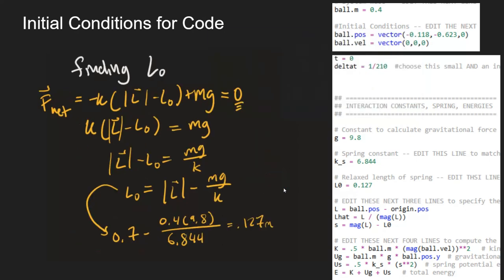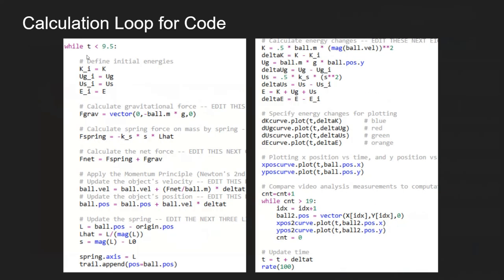Then finding L0 right here, the relaxed length. Instead of doing potential, I did the actual net force. So I set the spring force equal to the gravity force, and then solving for L0, I get 0.127 meters. And then down here, these are the three equations we talked about: kinetic, potential gravity, potential spring. And then right here, we have the total energy equal to the sum of those.